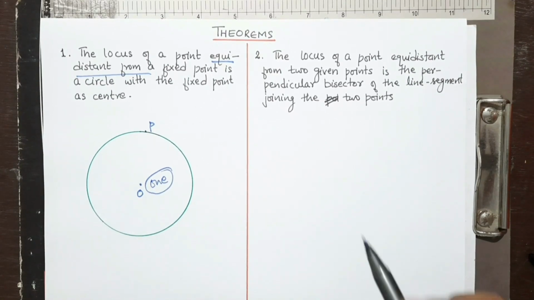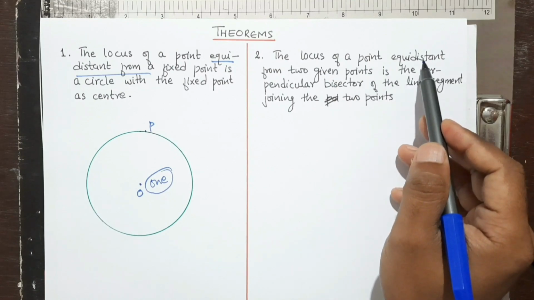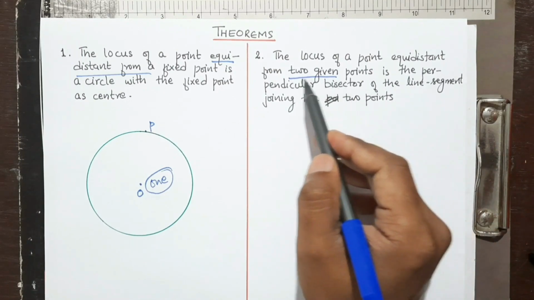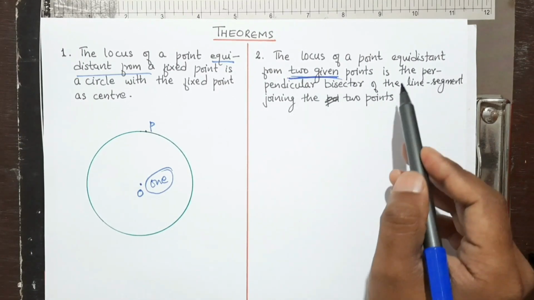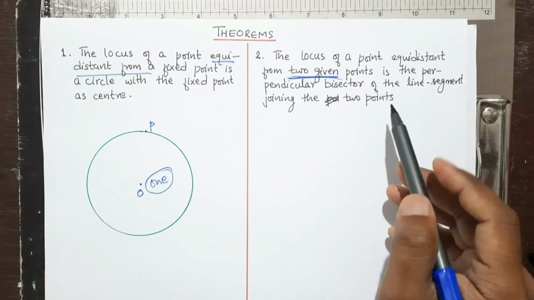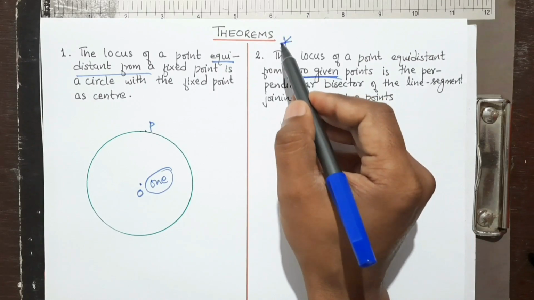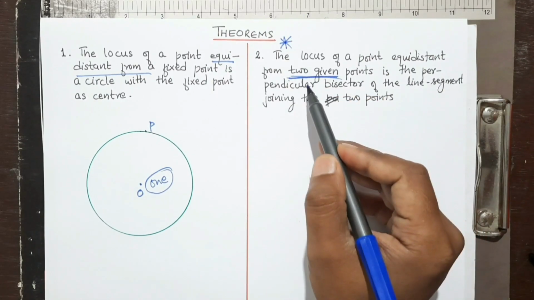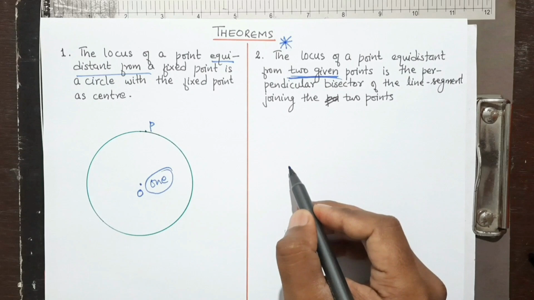Now the second theorem: the locus of a point equidistant from 2 points is the perpendicular bisector of the line segment joining the 2 points. So this one is a very important theorem. Here the given condition is 2 points.